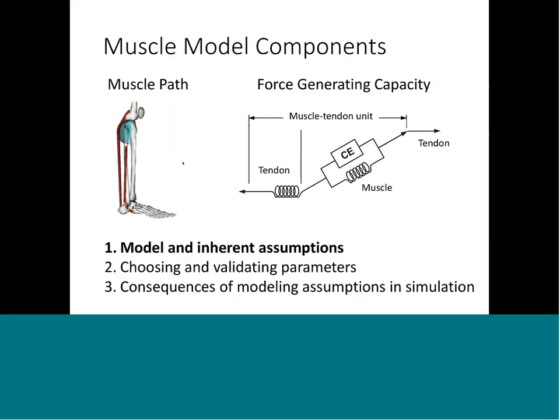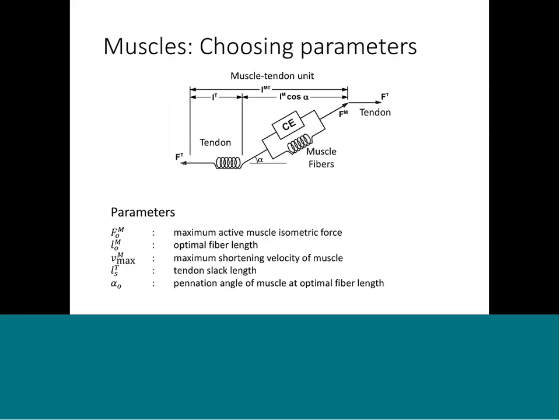So that wraps up a quick overview of the model, and we introduced a lot of parameters along the way. So let's now talk about how to choose and validate those parameters. As a reminder, here are the 5 parameters we need to model a muscle. We need the maximum active isometric force, optimal fiber length, shortening velocity, tendon slack length, and pennation angle of the muscle fibers.